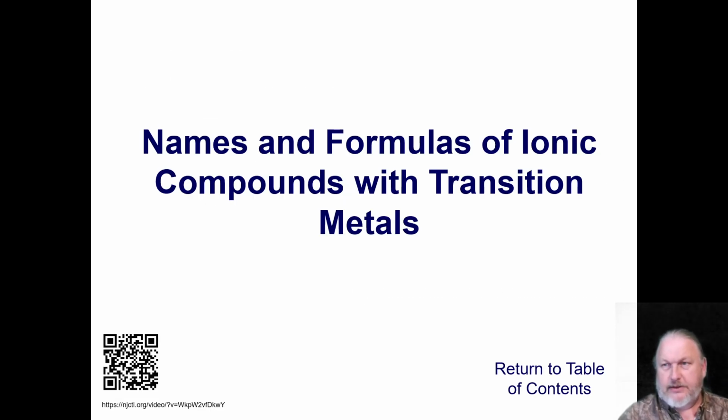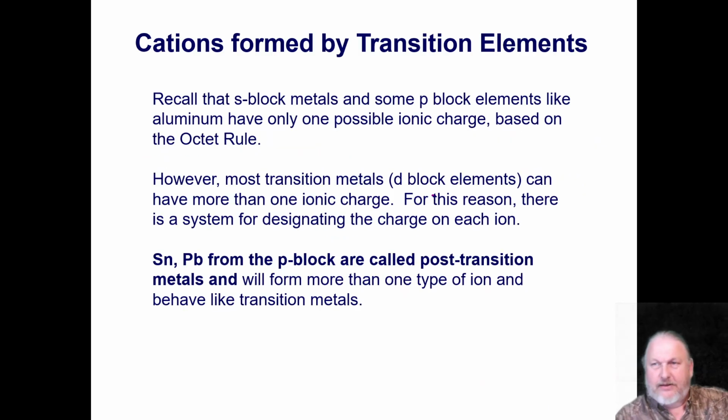D. So let's talk about our transition metals, those D block metals. Remember that S block metals and some of those P block elements like aluminum have only one possible ionic charge based on the octet rule. Most transition metals can have more than one ionic charge. So we have a system for designating the charge on each ion.